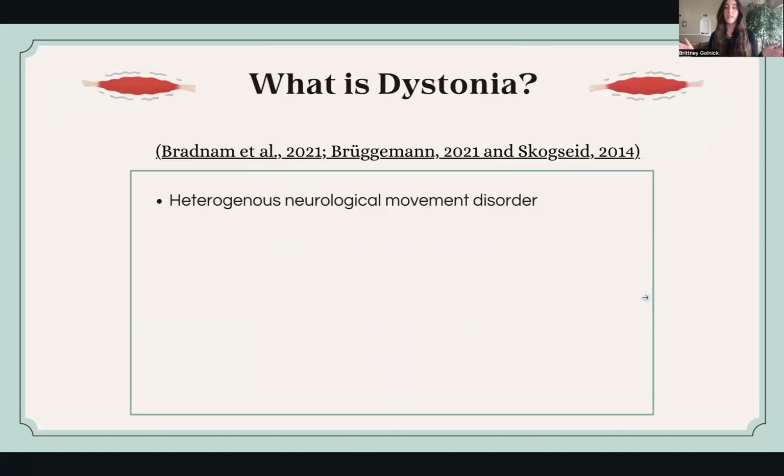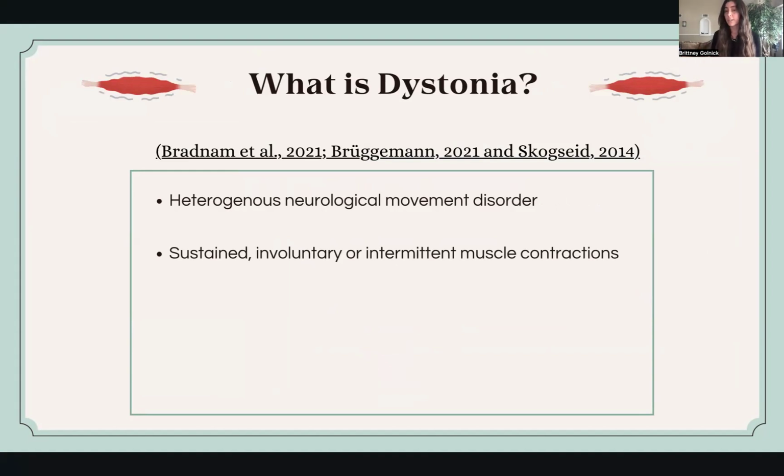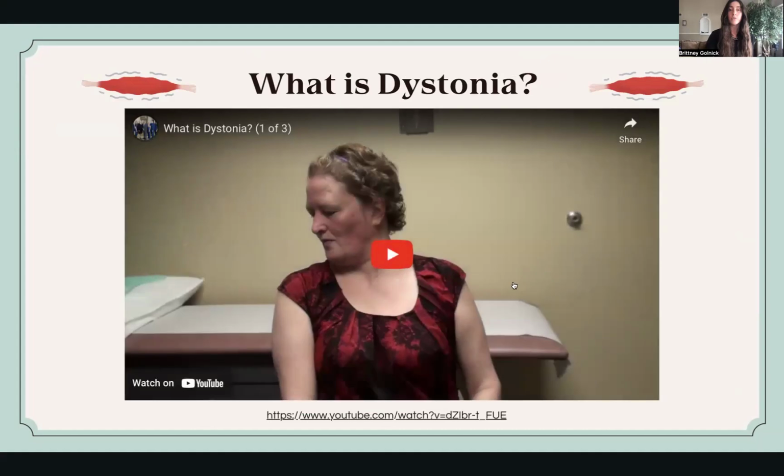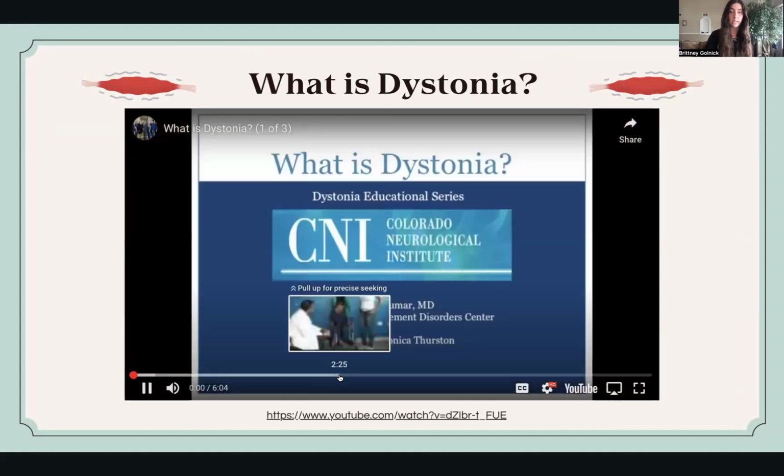So, what is dystonia? Dystonia refers to a heterogeneous neurological movement disorder of muscle tone and is characterized by abnormal and involuntary contractions of the antagonist and agonist muscles that cause a lot of uncomfortable twisting and abnormal postures. This is found in individuals at rest and during certain tasks, so it varies between individuals. Here's a very short video to show you what it looks like.